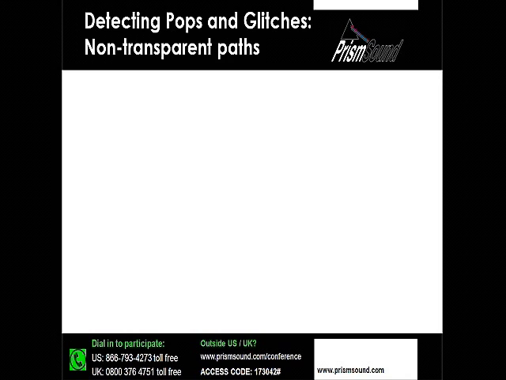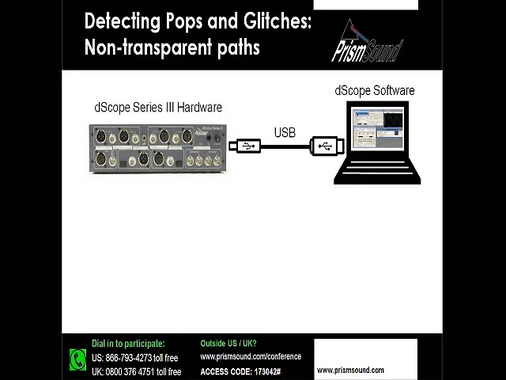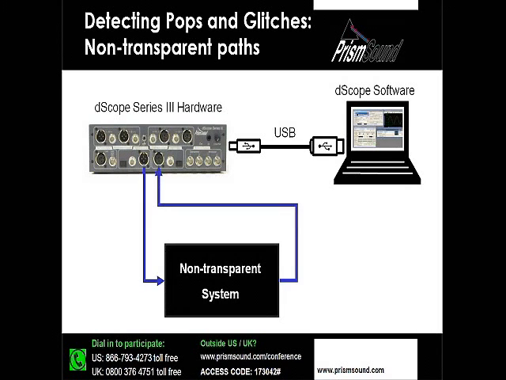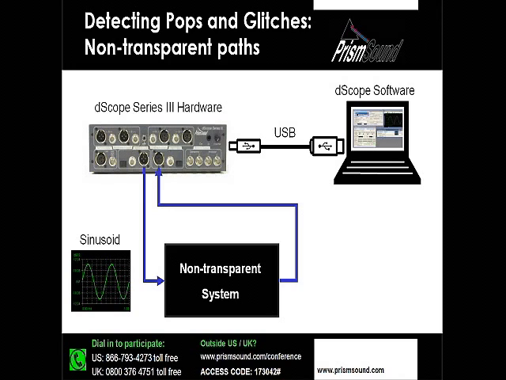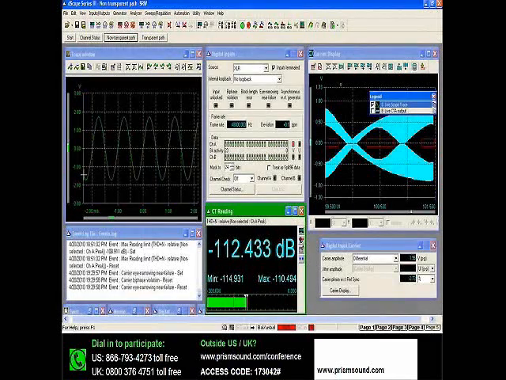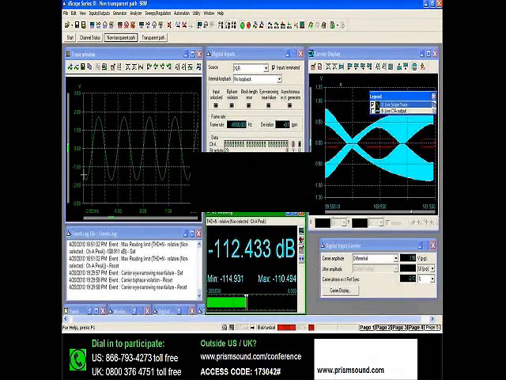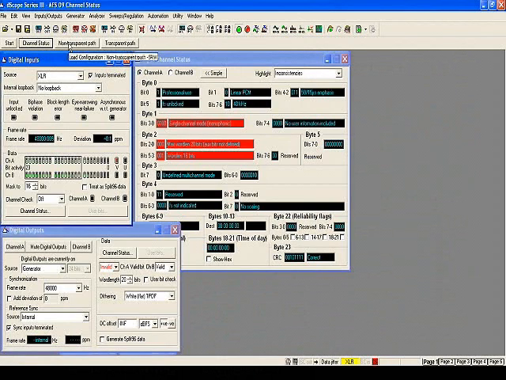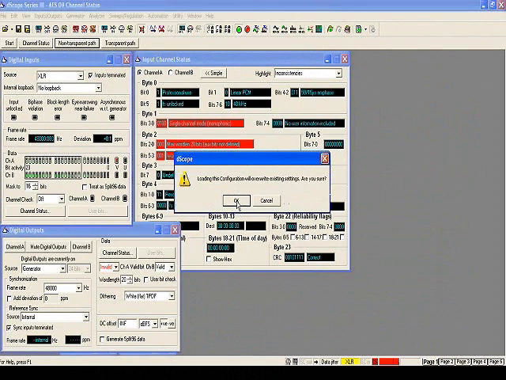So again, we've got the D-scope married to a PC running our software via USB, and we've got a non-transparent system. And so what kind of stimulus are we going to use for this? Well, like in our earlier presentation at the start of the webinar, we're going to use a sine wave. And what I'm going to do now is switch over to a live measurement, back to the D-scope. I'm up here on non-transparent path. Hit that shortcut button, and we'll load this.